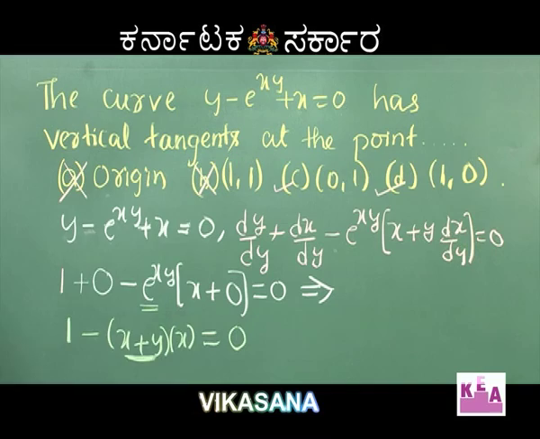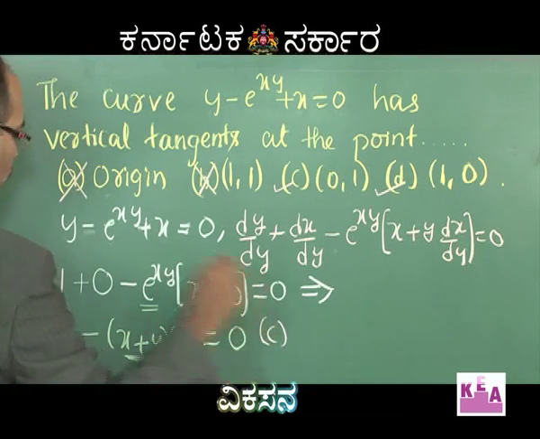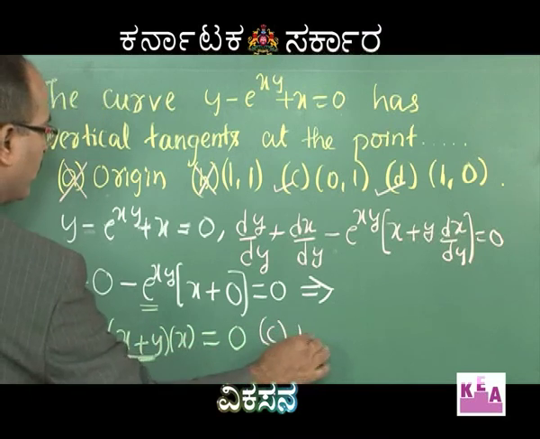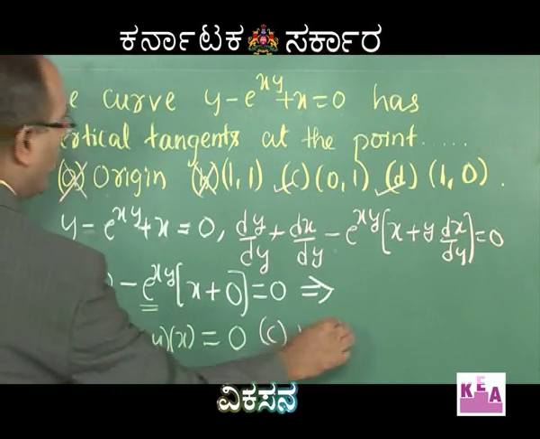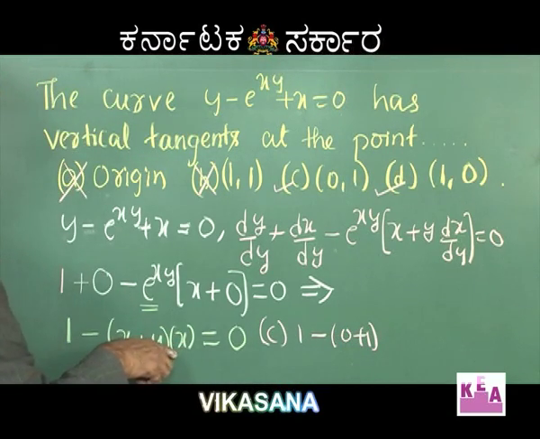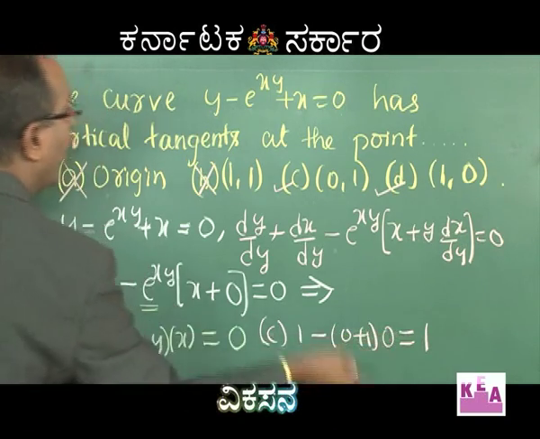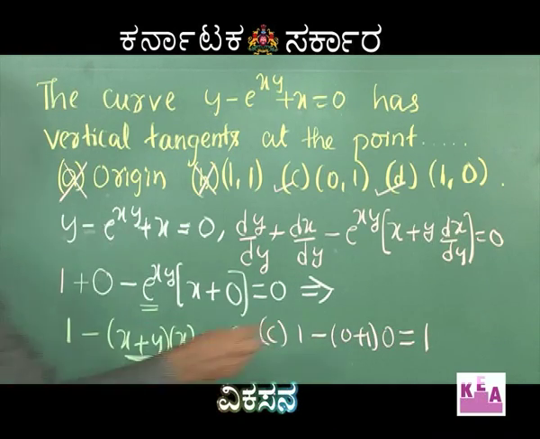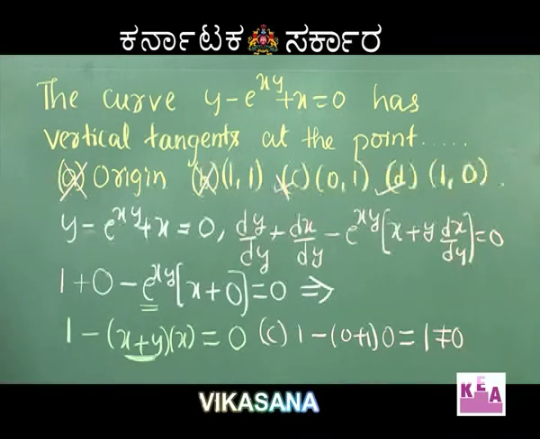Now, assume option C is correct. What will you get here? If C is correct, what happens? 1 minus x is 0, y is 1. 1 minus 0 plus 1 into x is 0. 0 is equal to 1 and not equal to 0. Therefore, that clearly says option C is ruled out.